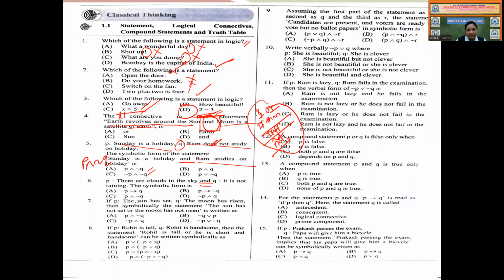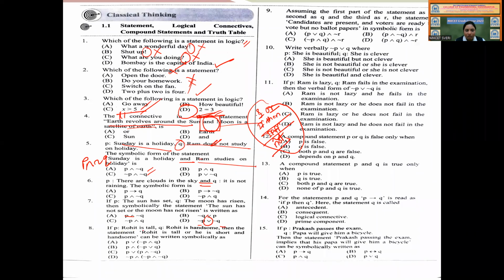Next, the sun has set, the moon has risen. Then symbolically, the sun has not set or the moon has not risen. Both have negation. Option D: negation P or negation Q. Very good. D is correct. Yes. Next.